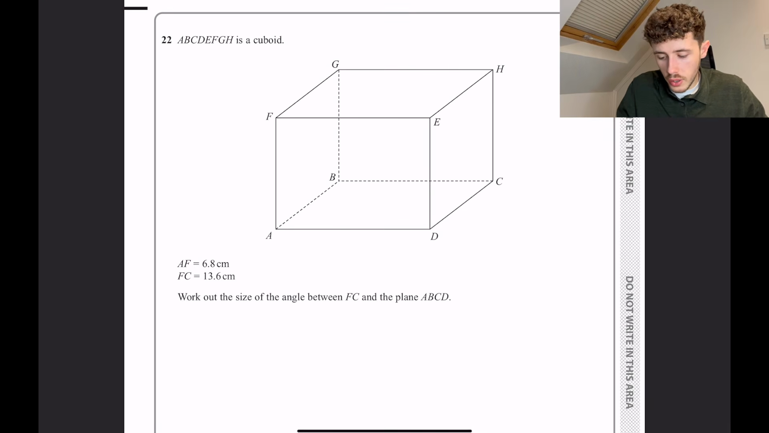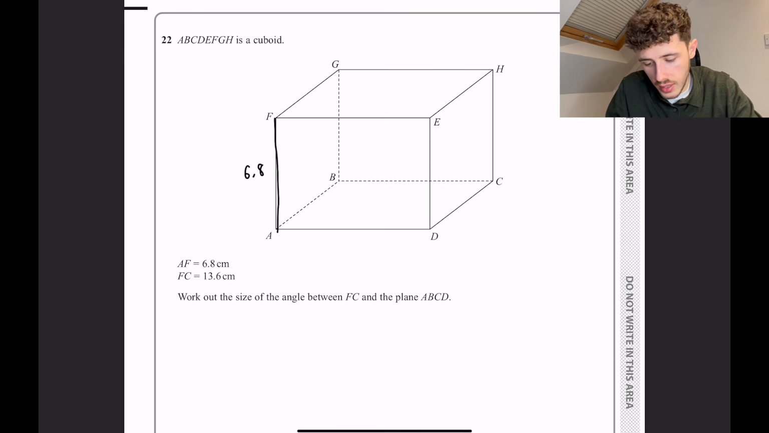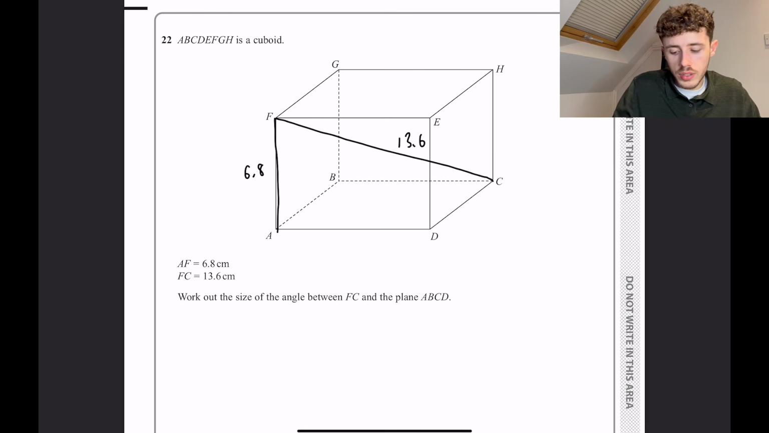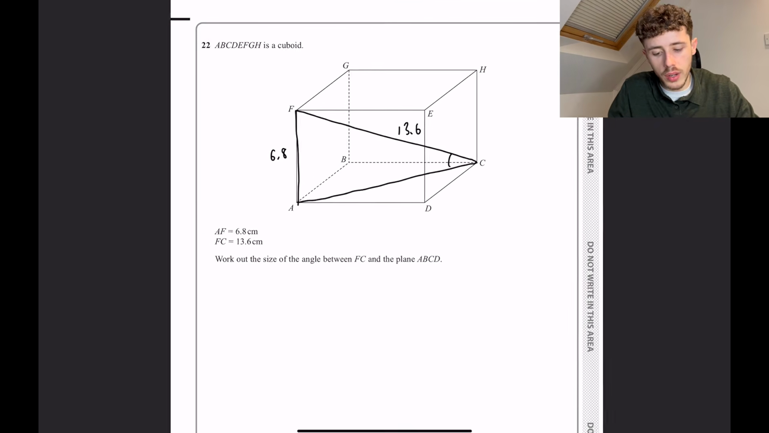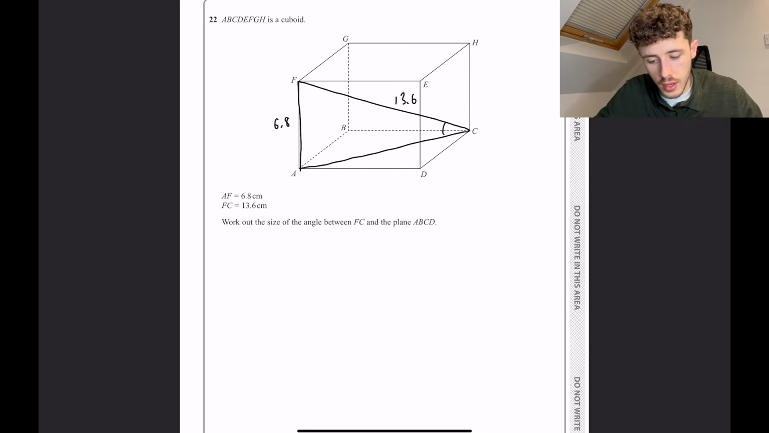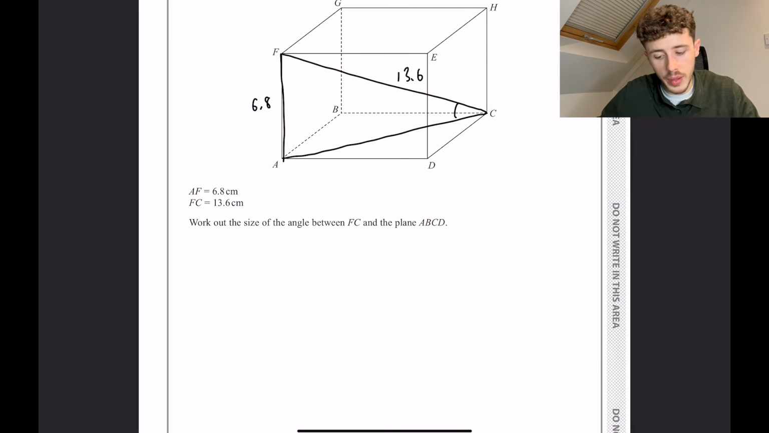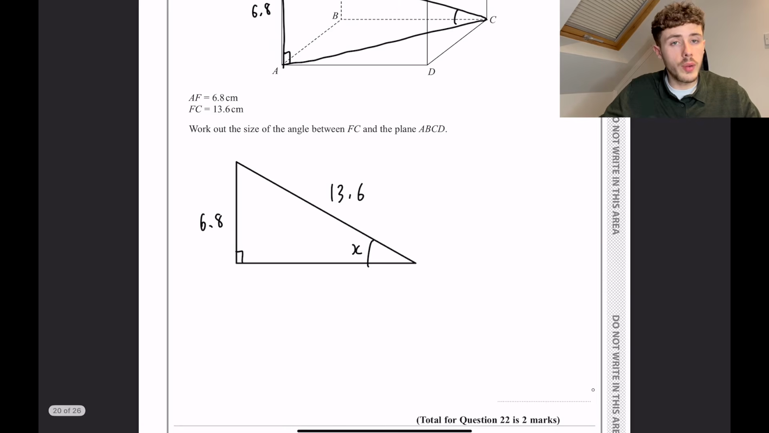22, we have a cuboid. AF is 6.8 and FC is 13.6. That is going to be the diagonal straight across there. Work out the size of the angle between FC and the bottom plane. So you can imagine this as one big triangle in a 3D space. What I like doing with these is just making a replica drawing on a 2D plane of this triangle just to make it a bit easier to visualize. So here we are, and this is the angle x that we need to work out.